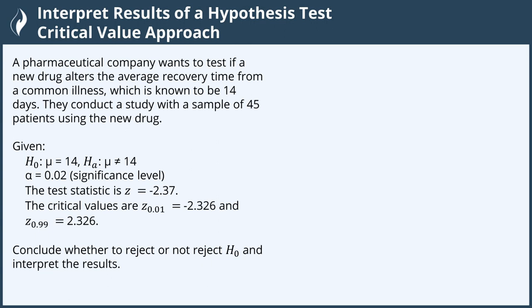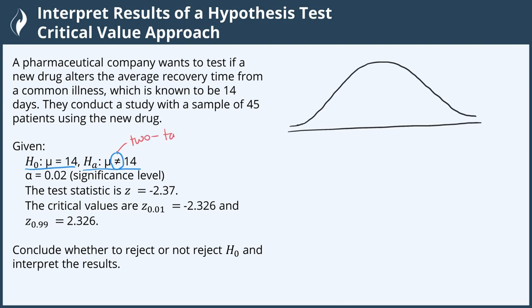The first thing I want to do is look at the hypotheses that were so graciously given to us. We don't have to figure those out. The null equals 14, and the alternative, which tells us what type of test we are going to use, does not equal 14. And it is much easier to visualize this if we draw out our normal curve. And when we have a test that is not equal to, this means that we have a two-tailed test, because there are two ways to not equal the mean, and that means higher or lower.